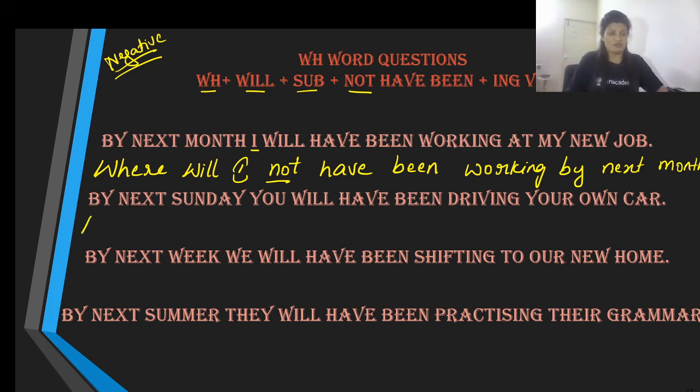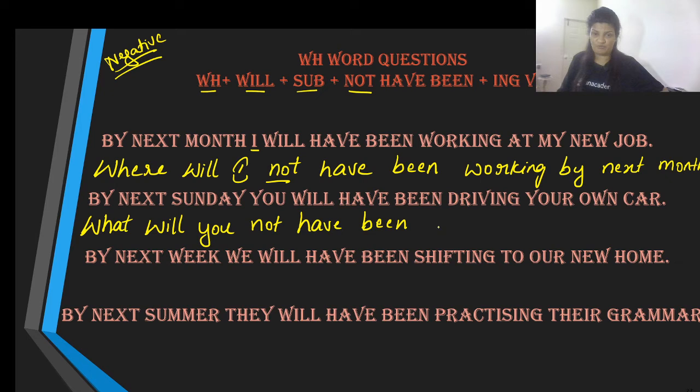Next one is with the word WHAT. What will you not have been, what will you not have been driving by next Sunday? I will not have been driving my own car, or you will not have been driving your own car. Next one with we, let us take the word where.